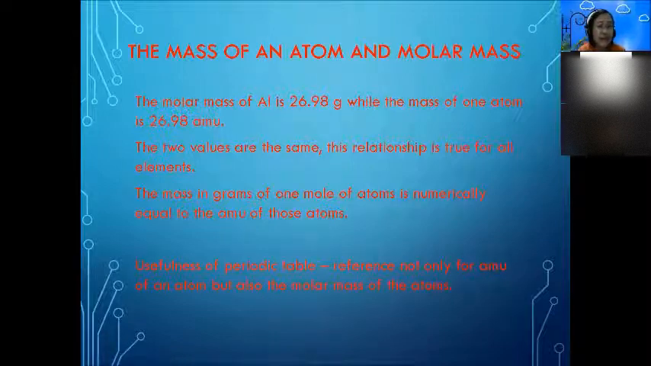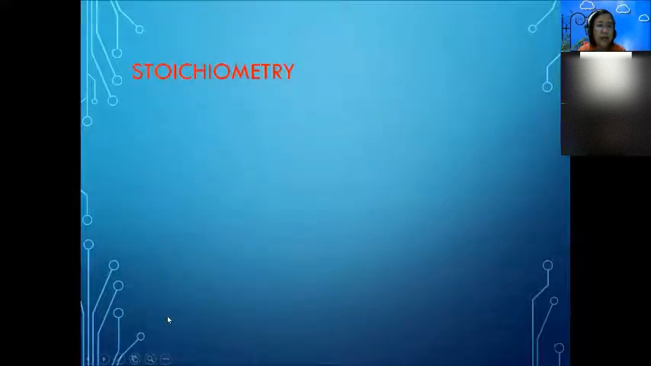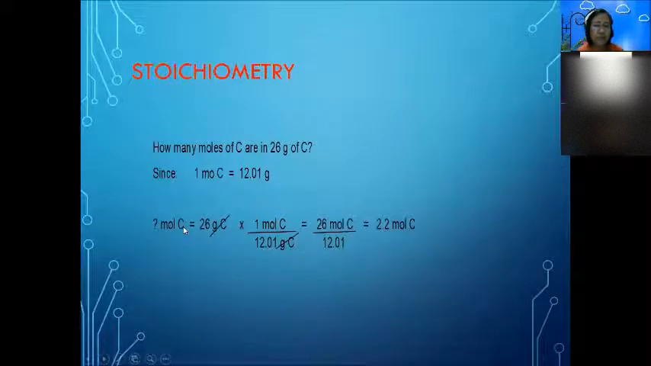Can I get an answer? Okay, thank you. Very good. All right, so moving on. Tingnan na natin. Stoichiometry. Sige nga, let's see. Let's have one example. How many moles of carbon are in 26 grams of carbon?